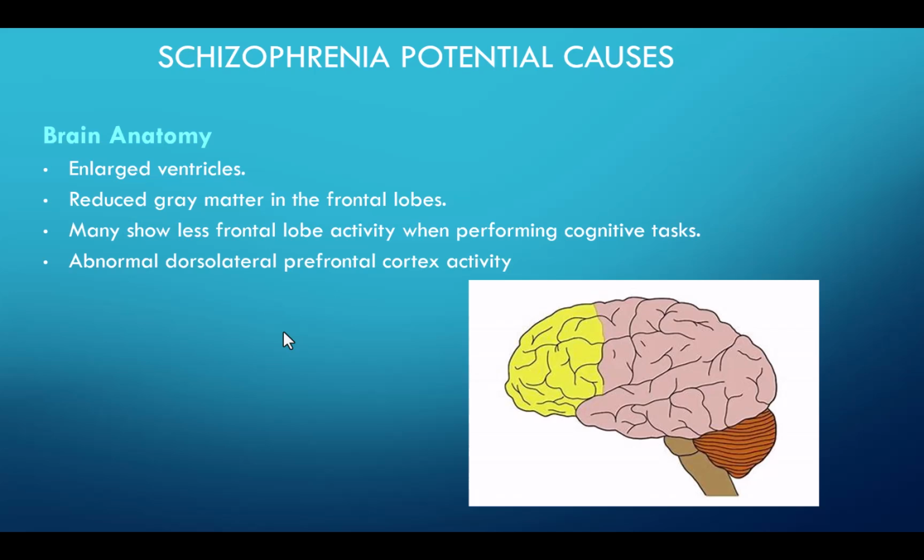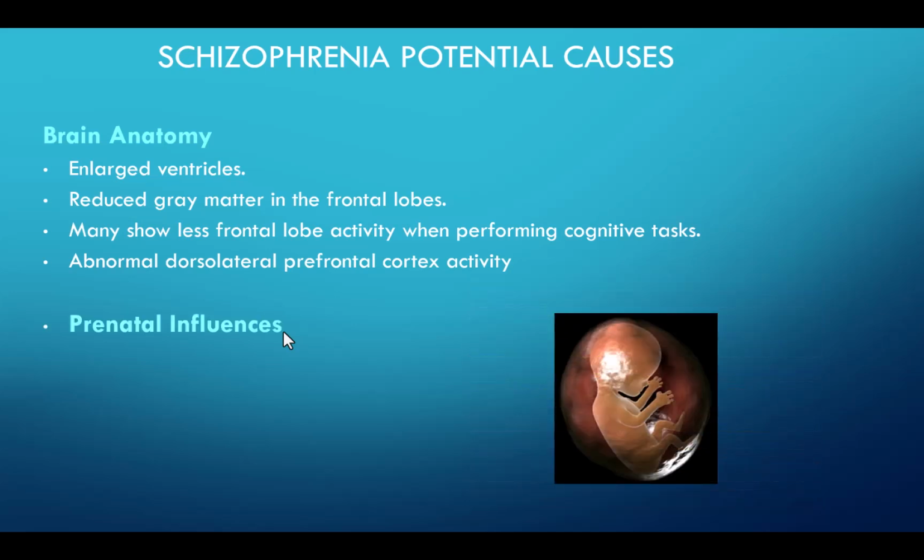There's also a neonatal theory of schizophrenia that suggests that prenatal influences could be the cause. So there's something that happens early on in prenatal or neonatal development that doesn't really show until, again, late teens or early 20s.